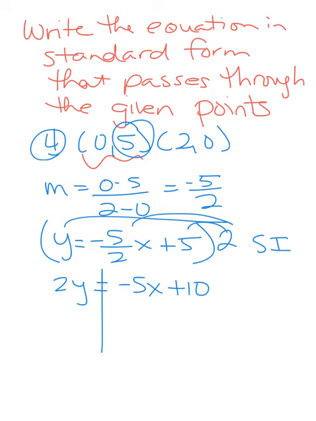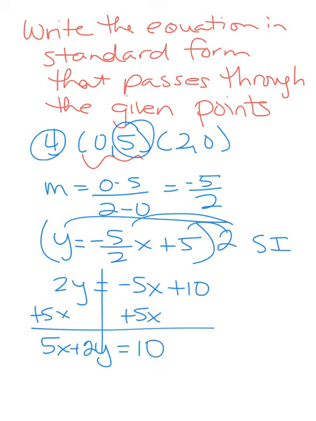There's my wall. I need to get my x and y on the same side. I'm going to add 5x to both sides. And I have 5x plus 2y is equal to 10. So I have my x and y on the same side of the equation. My a value is positive. I don't have any fractions or decimals, so I'm all set.